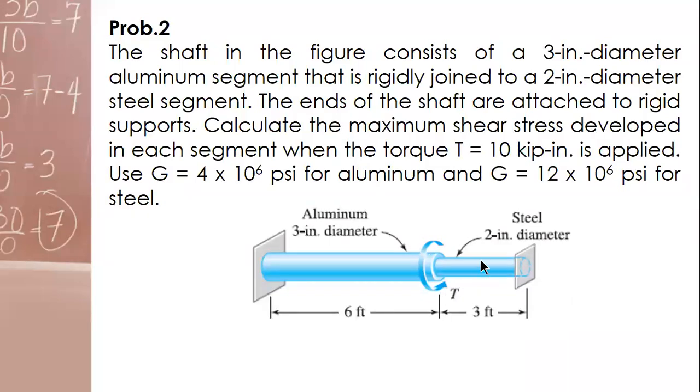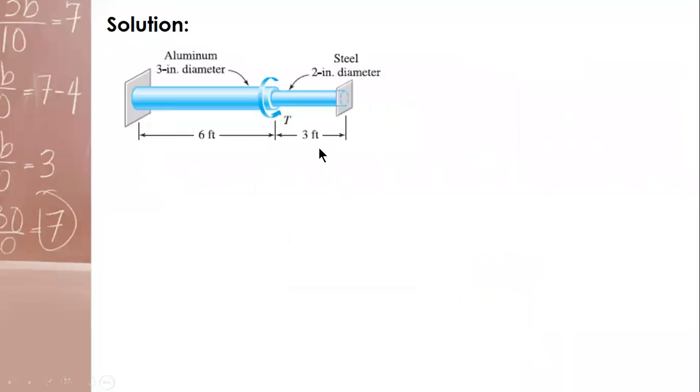So the question is, out of 10 kips inch, how much is being resisted by steel? How much is being resisted by the aluminum segment? Let T1 be our resisting torque for steel and then T2 for aluminum. And since counter ne, atong resisting torque will be clockwise. So, we need two equations.